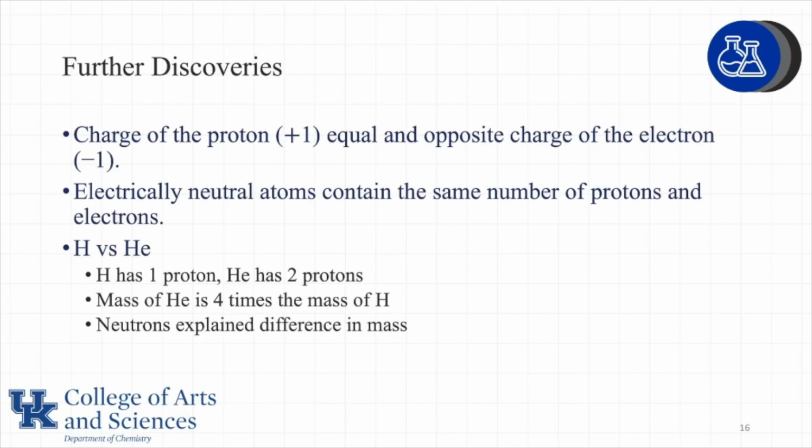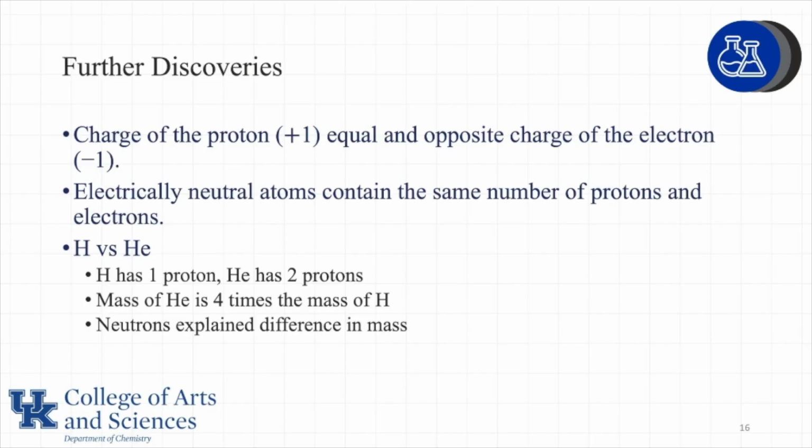Other discoveries that led to the nuclear theory of the atom, the modern atomic theory that we know today, is that the charge of the proton, I'll say plus one, is equal and opposite to the charge of an electron. And we label that as a minus one. We also discovered that electrically neutral atoms, so a species with no charge on it overall, must have the same number of protons and electrons, so the same number of positive and negative charges.